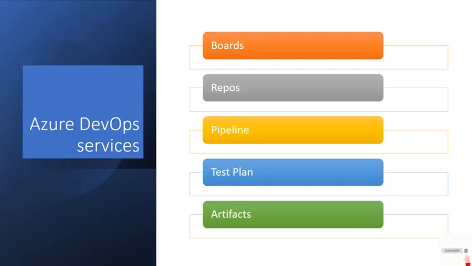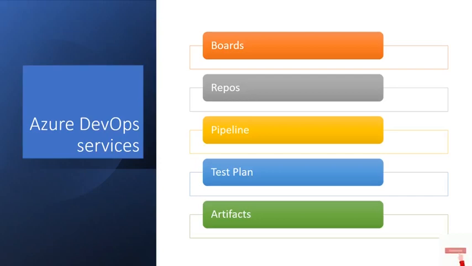First we have Boards. Boards are used to plan our work. In the board you can write your stories, your tasks, your bugs, your epics, and you can manage their progress to completion. The Agile board and the Kanban board are all managed in the board.